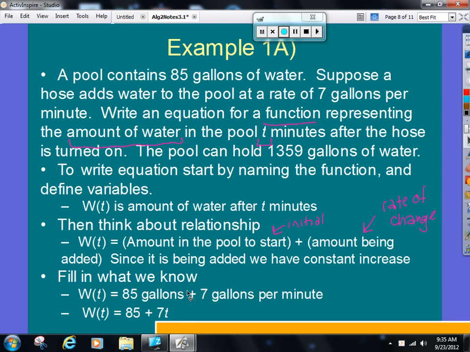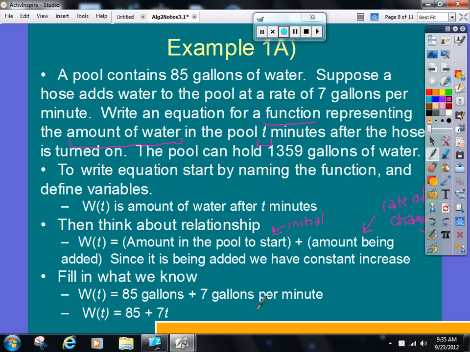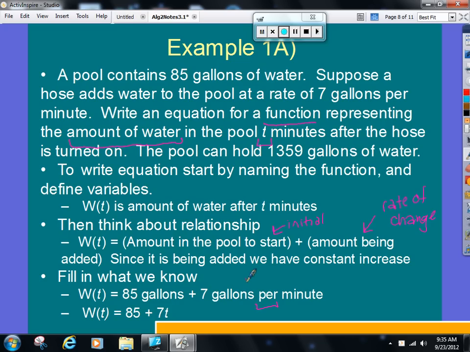Okay. Fill in what we know. We know 85 gallons was that initial condition. What was the rate of change? 7 gallons per minute. I'm going to tell you guys right now, if you see the word per, that's a big indicator that that's your rate of change or your slope, because that's a comparison of units.